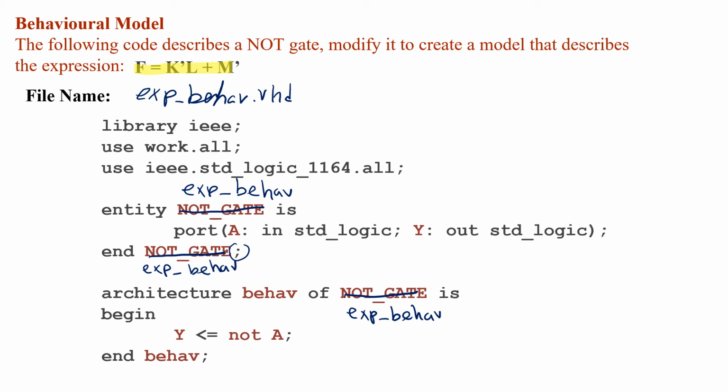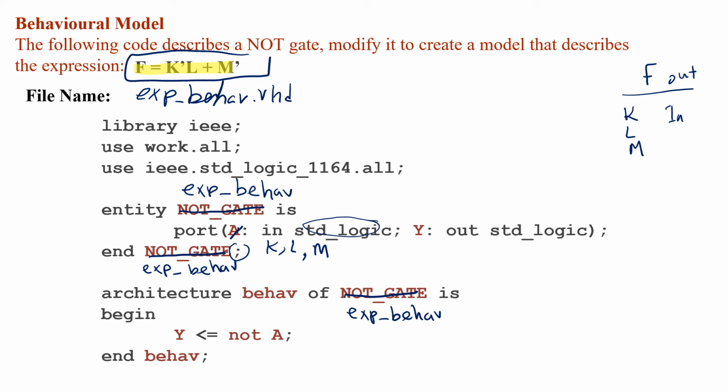Now the next step is to see the ports that are needed. We have F as an output. As inputs, we have K, L, and M. So I'm going to replace A with K, L, M, colon in, because they're all inputs. They're all single bit inputs, so I'll keep standard logic. And for my output, I have a single output labeled F. Colon, out, it's an output with a single bit.